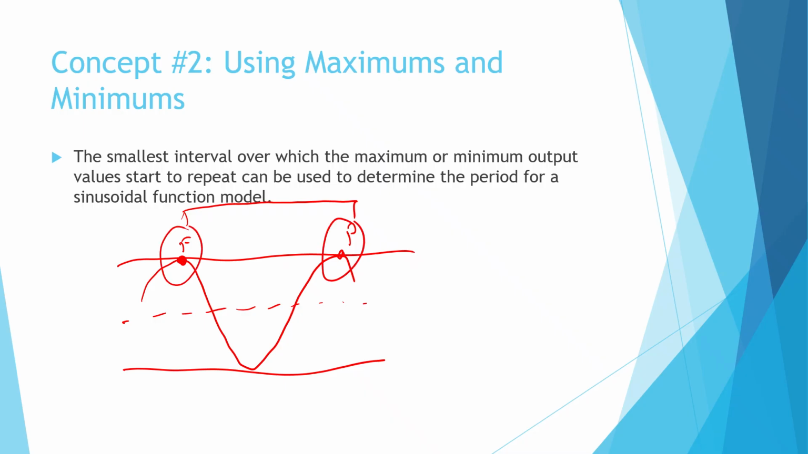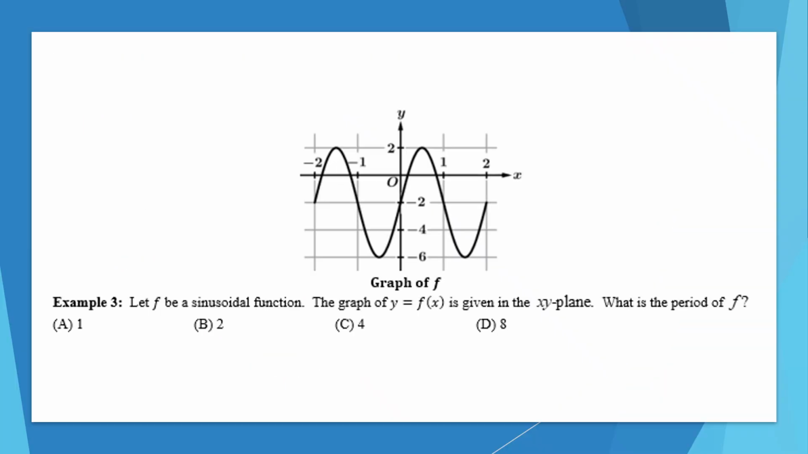So when you see a maximum and then it repeats itself, that's the length of one period. So we kind of already know this. It's just looking at more questions and more trig functions in depth. So here, let f be a sinusoidal function. What is the period of f? Here we could look at maximums. So right here, and then right there.